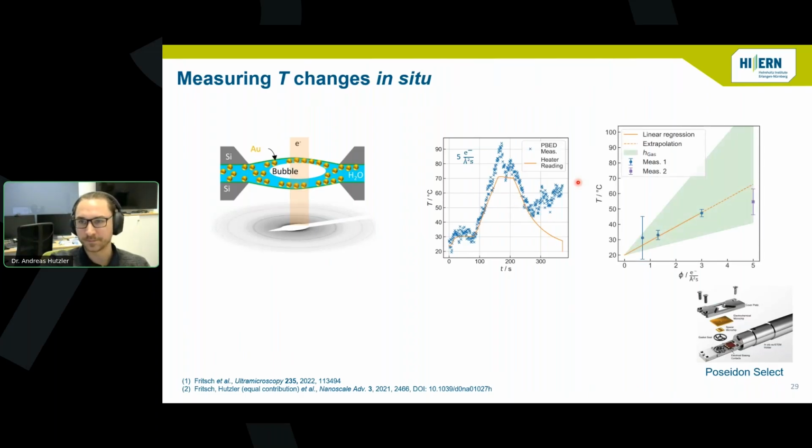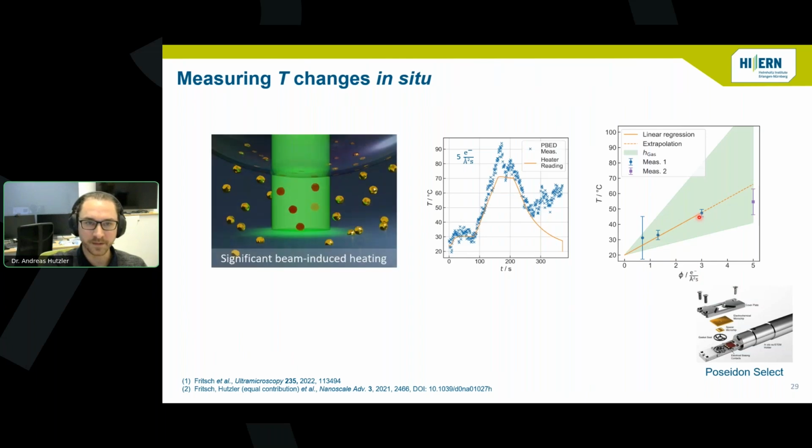And what we saw is when we increase the electron flux density, then we can also increase the heating effect. And it turned out that when you have a gas bubble and when you have some nanostructures that you use for diffraction, you can actually heat up the sample quite a lot. So there is a significant beam-induced heating in case you have this gas bubble. I think in case you don't have this gas bubble, the heating will be much less, because the heat transport is much better in the water.